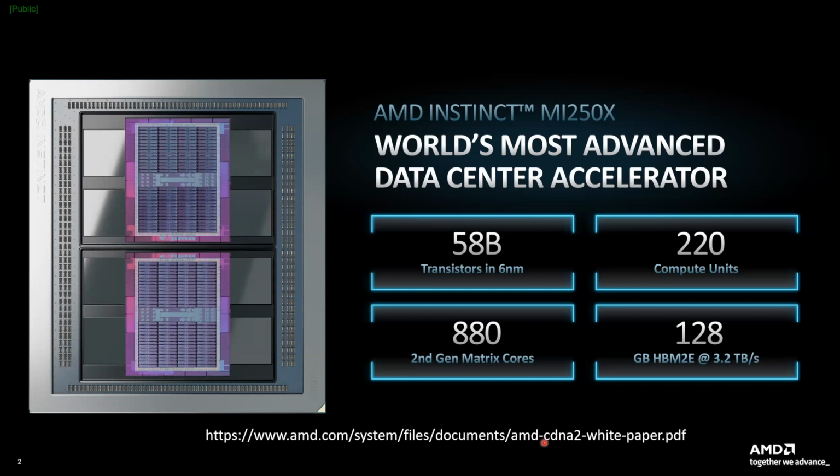We have 220 compute units, 880 second generation matrix cores, and we have 128 gigabyte memory, HBM2E with peak performance 3.2 terabyte per second. As you know, this GPU is and will be in LUMI, Dattel, CINECA, and Frontier.